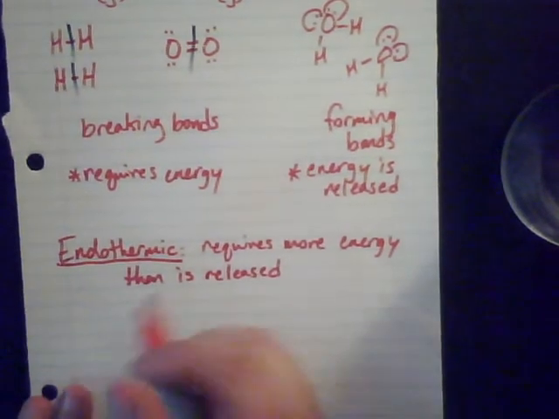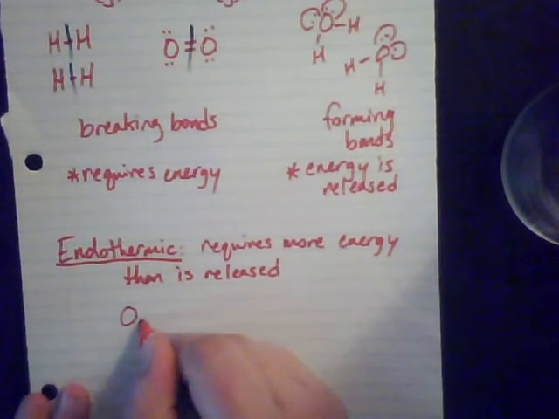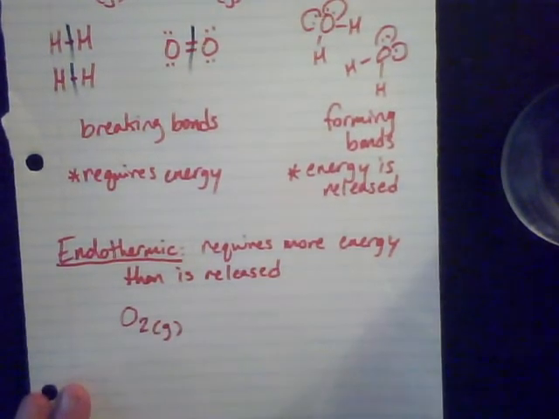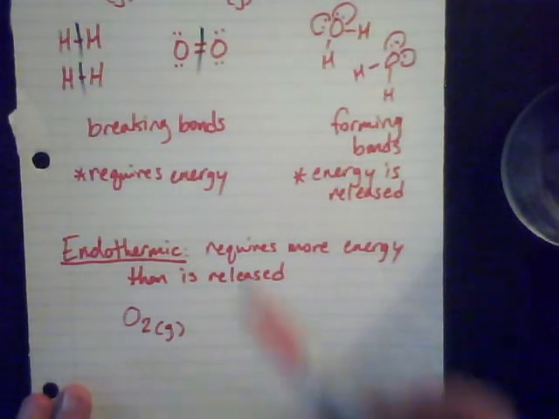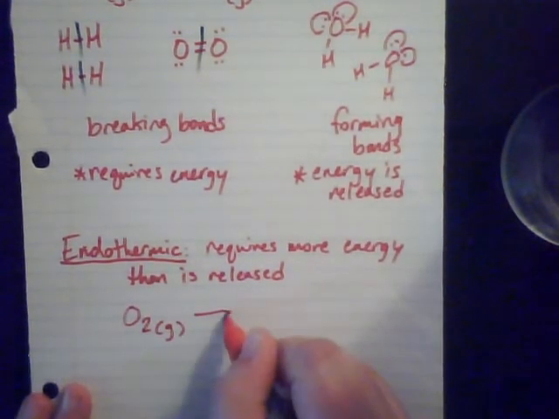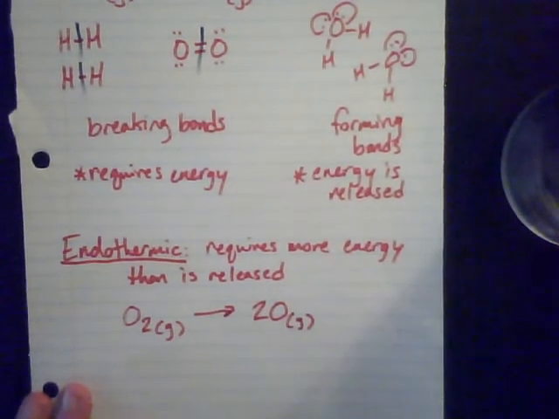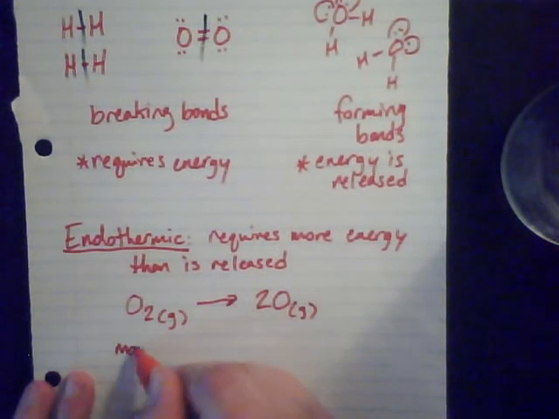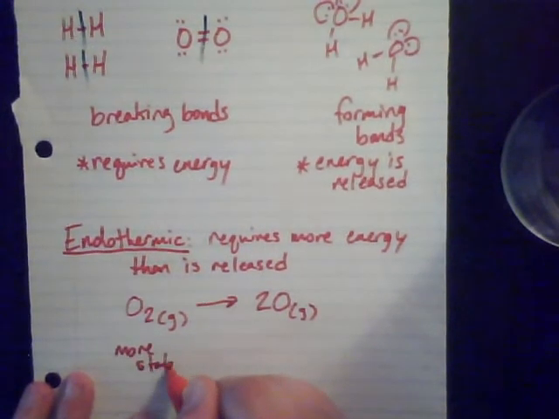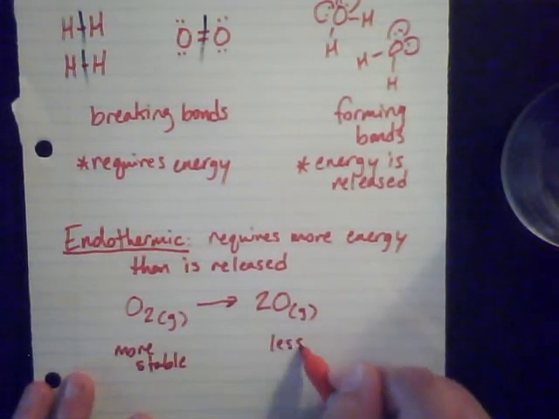An example of this is diatomic oxygen. So the oxygen gas that's in the air, in the atmosphere, is very stable. It has this nice double bond. It likes to exist that way. You can break it apart into two individual oxygen atoms, but it's not as stable. So I'm going from a more stable state to a less stable state.